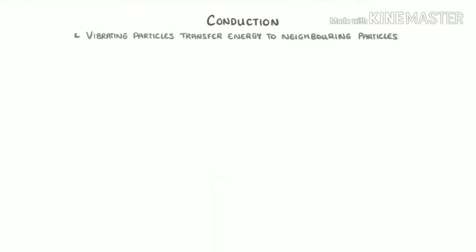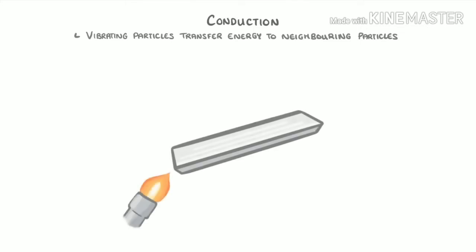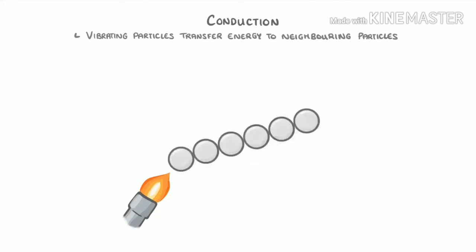The key idea about conduction is vibrating particles transfer energy to neighboring particles. To understand how this works, let's imagine that you are heating one end of a piece of metal through a Bunsen burner. And imagine the piece of metal as a series of particles. At the end of the metal heated, energy is transferred to the metal. Or more specifically, energy is transferred to the kinetic energy store of the particles at the end.